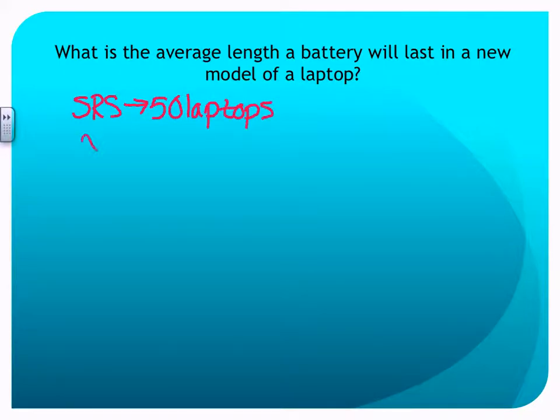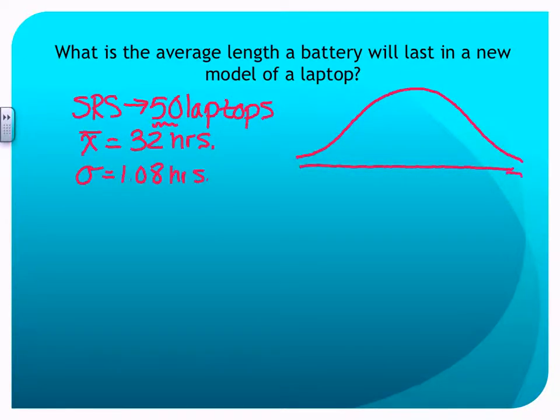I'm going to give myself a sample mean of 32 hours, and I'll give myself a standard deviation of 1.08 hours. I'll tell you it's approximately normal, but we also know due to the central limit theorem that it would be approximately normal, so you have 50 laptops, that's a large enough sample. So if it follows a normal distribution, I could get some idea of what's going on with my data.